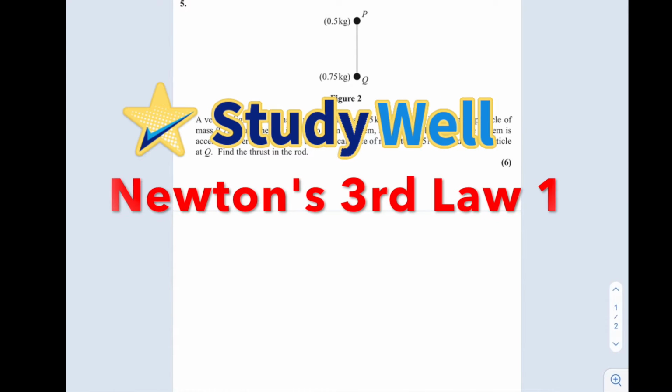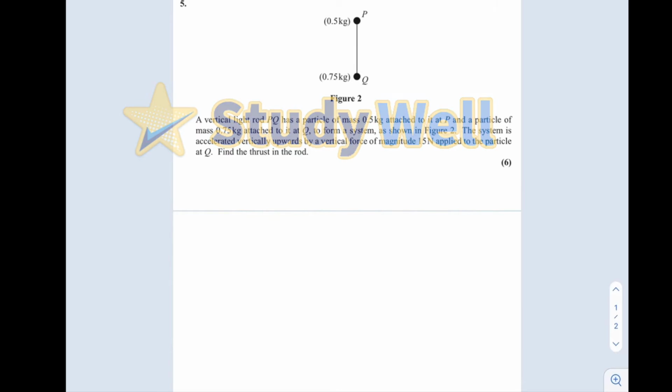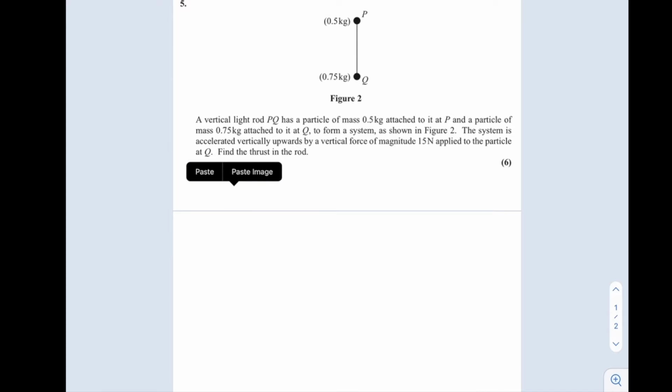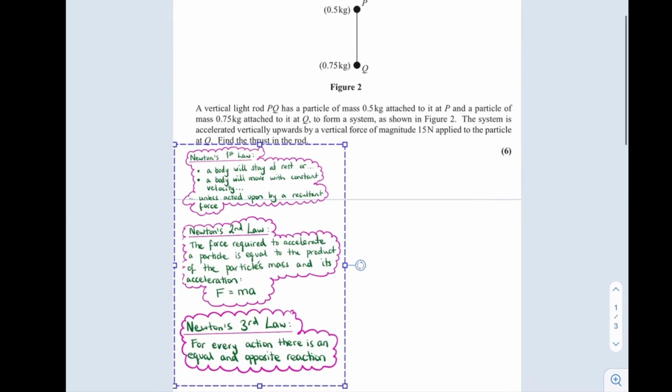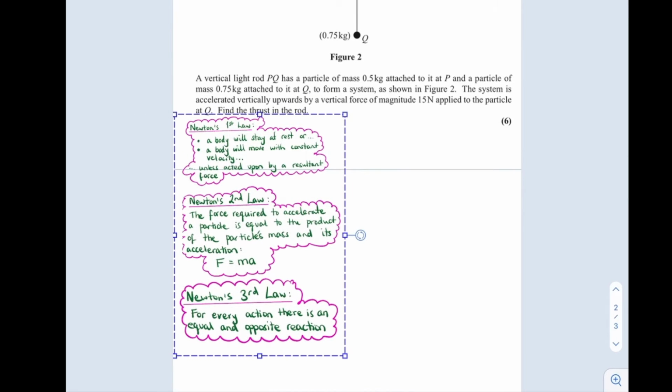This is the third video in the Study Well series of Newton's Laws of Motion videos. So hopefully by now you've had a chance to look at the first two videos on Newton's first and second laws. Now, by way of reminder, I will just post Newton's laws here, and I'll give the third Newton's law in addition this time, as we're going to be using Newton's third law in this question.